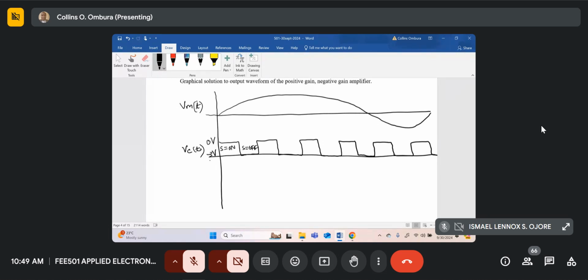It will repeat across. So if we check the output of our positive gain, negative gain amplifier, let's assume its output will be given in this axis over here. So this axis is time. So this is the output voltage V naught of the positive gain, negative gain amplifier. So we can consider intervals.